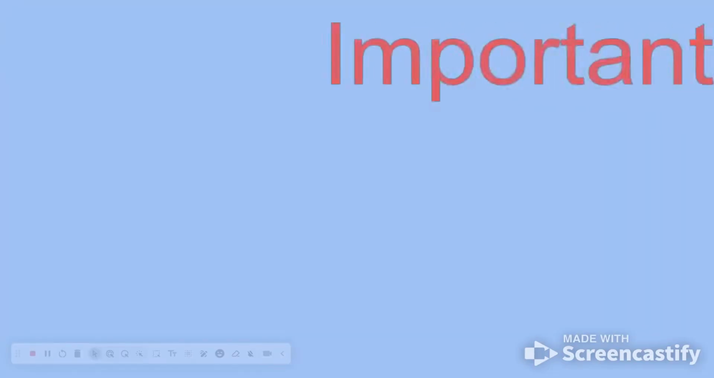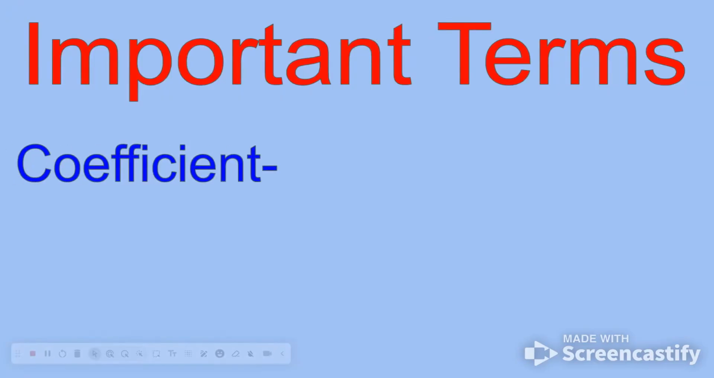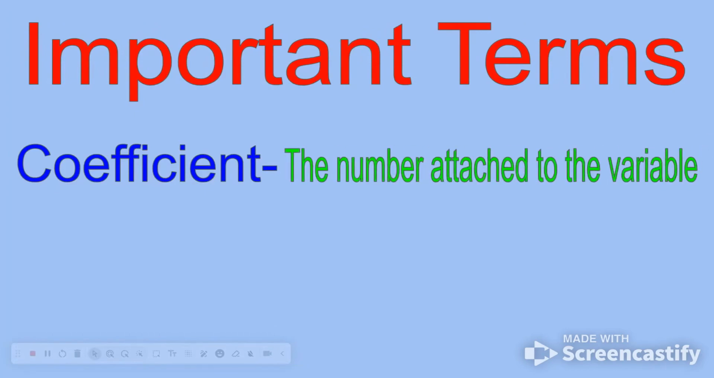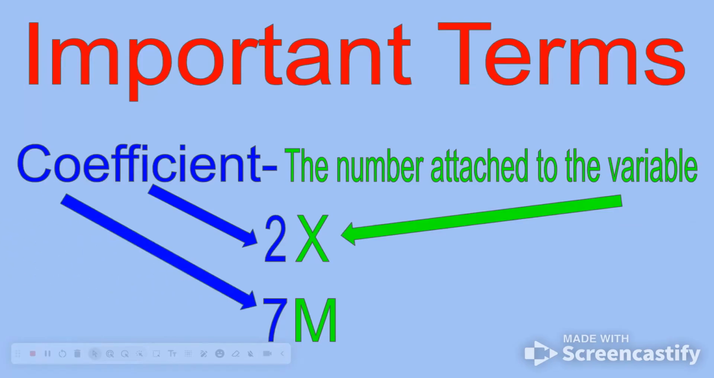Before we start looking at some examples of how it works, the first thing I want to talk about is some important terms that we need to know. When we start talking about solving with multiplying and dividing, we're going to mention the word coefficient, which is the number that's attached to the variable. For example, if we have 2x or 7m, anytime you have a term like this, the number is considered the coefficient and the variable is the letter. So 2 is the coefficient, x is the letter, or 7 is the coefficient, and m is the letter.